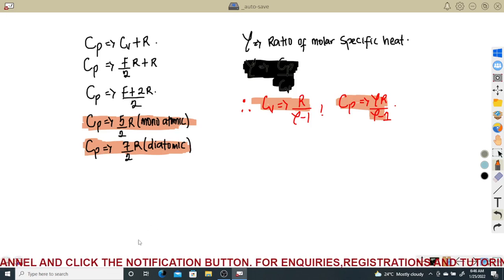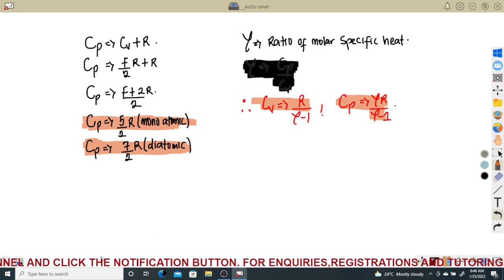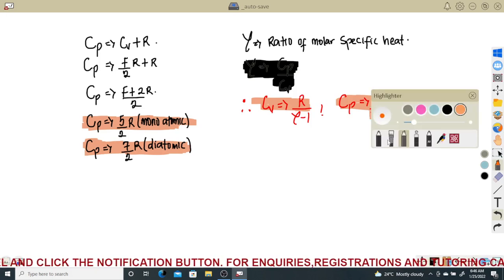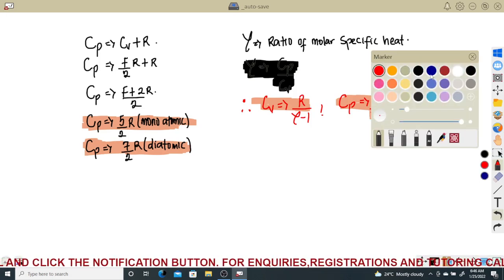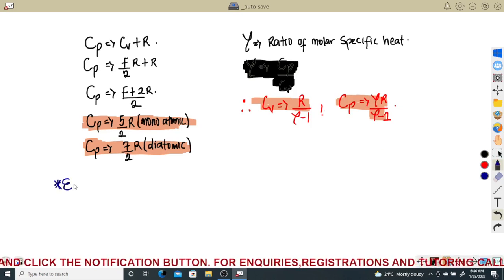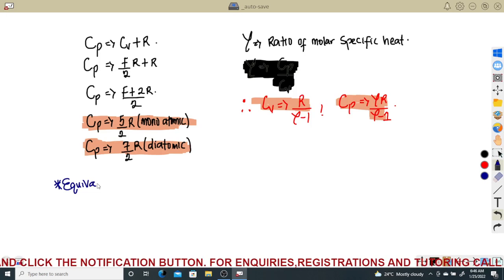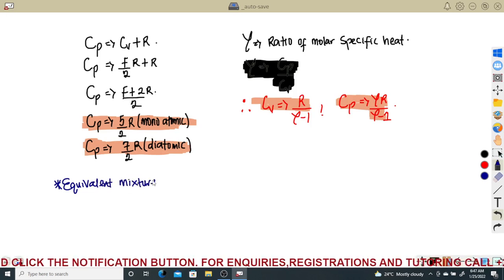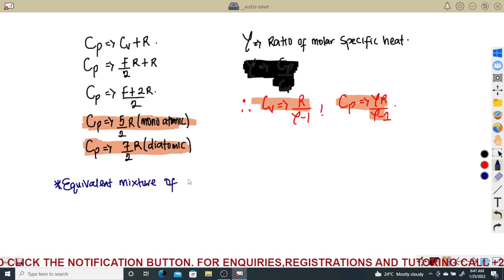In this topic, the kinetic theory of gases, we can mix different gases. We can also have an equivalent mixture of specific heats. I talk about it for the sake of numericals, which is the essence of doing all these things. So we can have an equivalent mixture of specific heat. Let me just talk about it here.